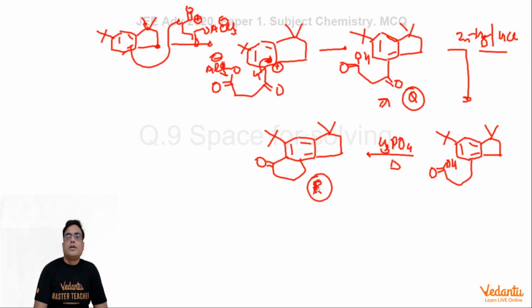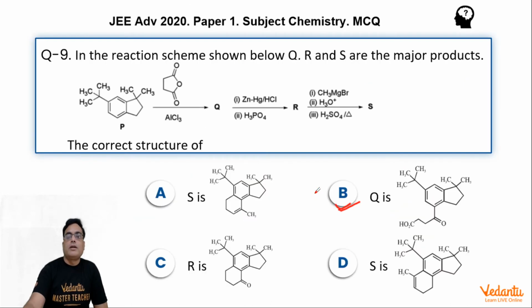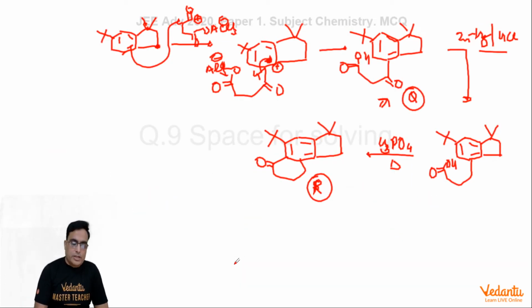This is R. So let us check what they have given for R. There is only one option given for R, which is incorrect. So option C is not the correct answer. Let us continue.